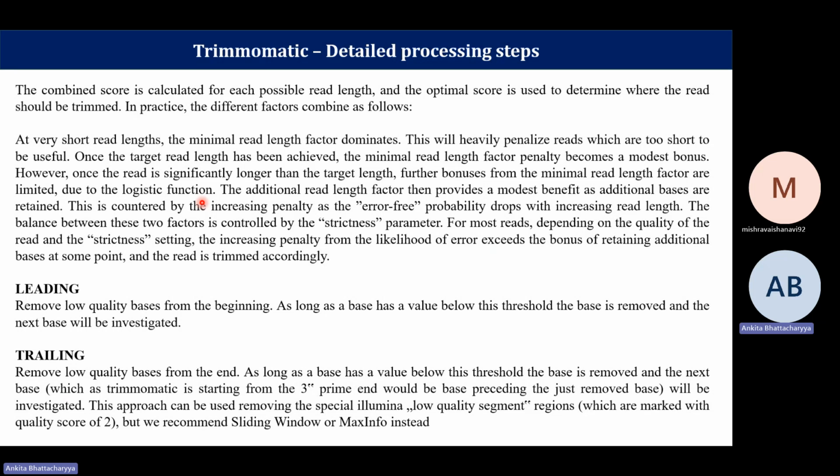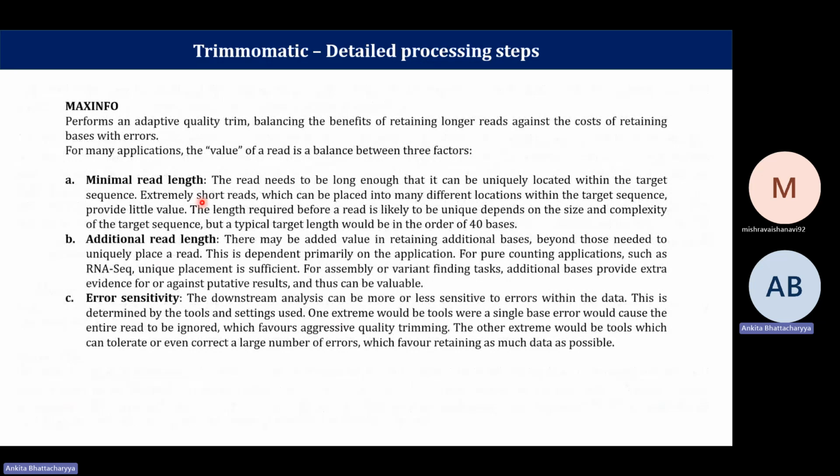In fact, it is too long. Then you shift towards the next parameter, which is the additional read length factor, because additional bases have been retained, and that becomes a benefit. But with increasing read length, the possibility that the read is error free and most of it is actually correct will decrease. So in that case, the error sensitivity will go down because read length has gone further up. Basically, think of it as assigning a score. If a minimal read length has been met, then it is a positive.